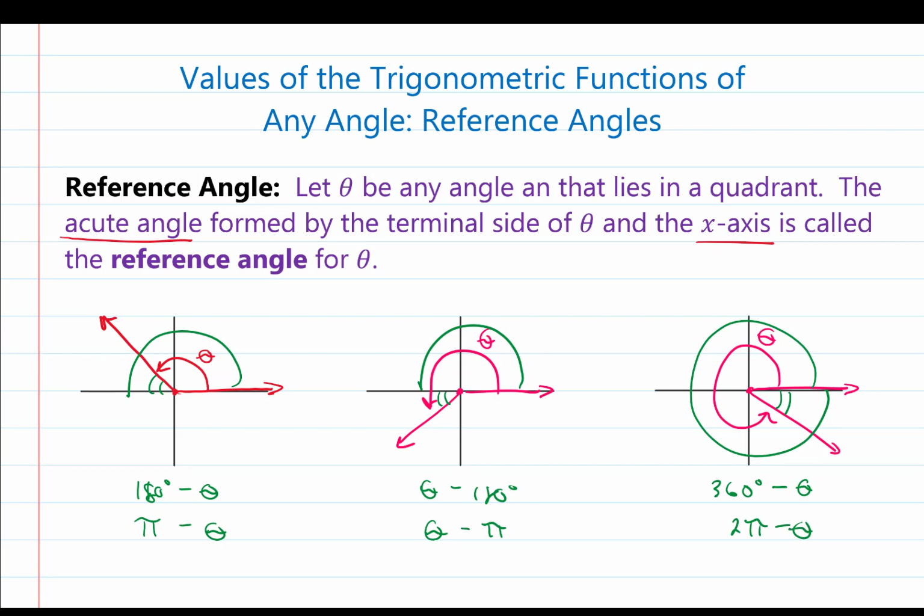Now for all three of these cases, I did assume that we are rotating counterclockwise. The calculation would change a little bit if you're rotating clockwise with a negative angle. But your picture should look the same, where you are looking for an acute angle made up of the nearest x-axis and the terminal side.